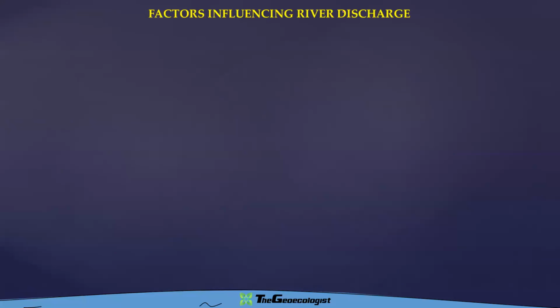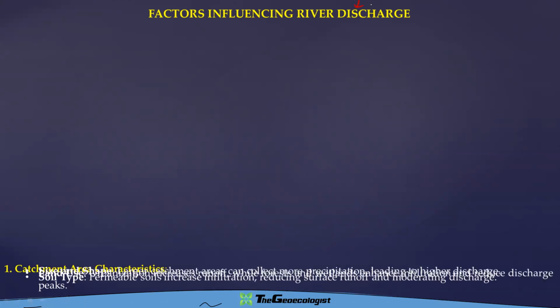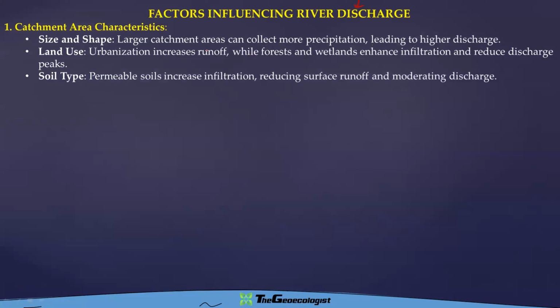Now come to factors influencing river discharge. Let's understand point-wise. The first is catchment area characteristics. It all depends upon the size and shape of the particular river. Large catchment areas can collect obviously more rainfall, leading to higher discharges. Then you have the land use pattern in the area. Remember, urbanization increases runoff, while forests and wetlands enhance infiltration, so they reduce discharge. That's why we say keep planting trees, remember.